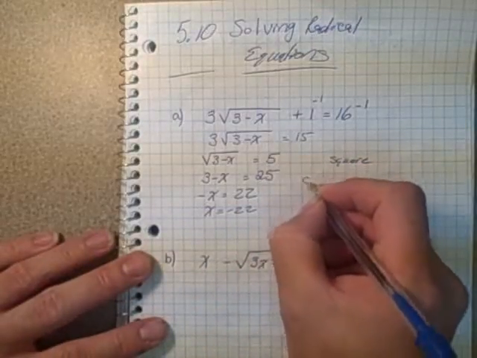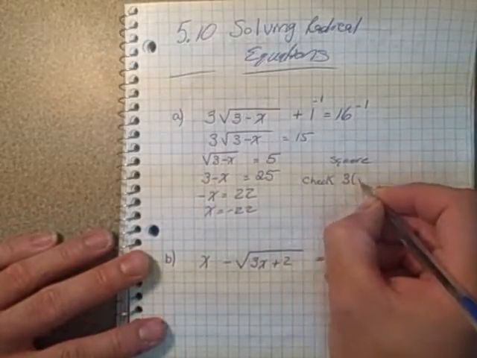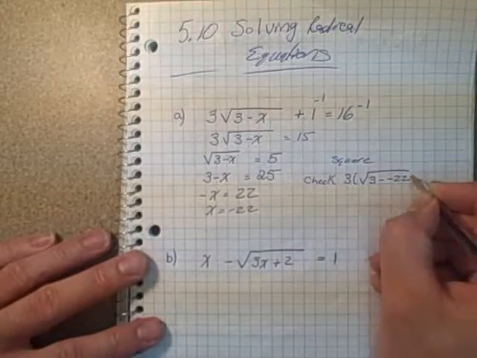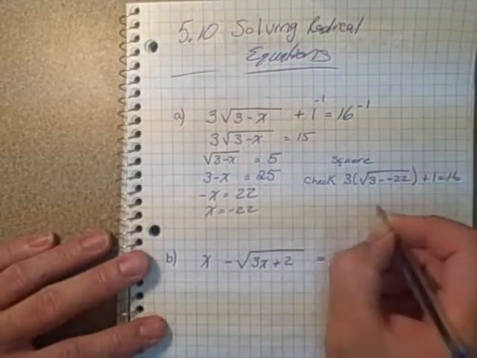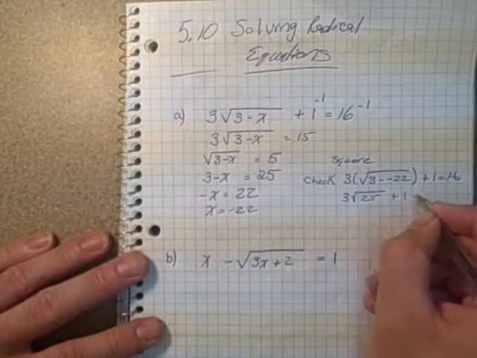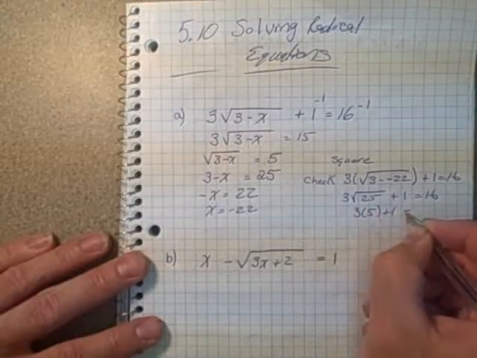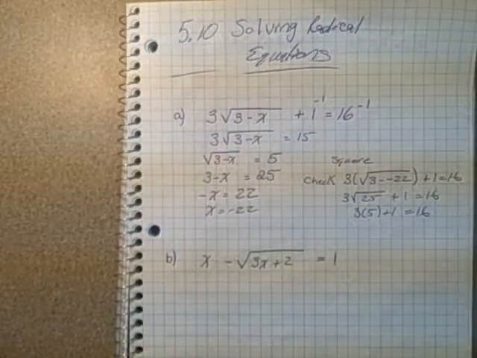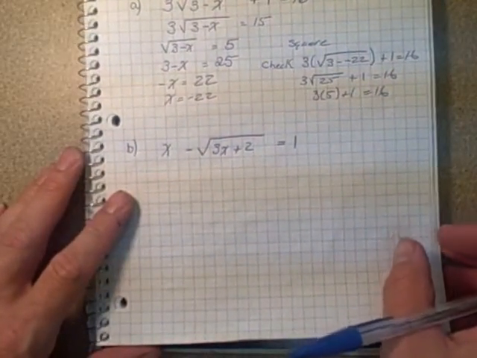So if I'm going to check this, that would be 3 times the root of 3 minus negative 22 plus 1 equals 16. So this is 3 times the root of 25 plus 1 equals 16. And this one actually works out. 3 times 5 plus 1 is 16. So it works out. You can also check mentally if you prefer, but I like to write them out.